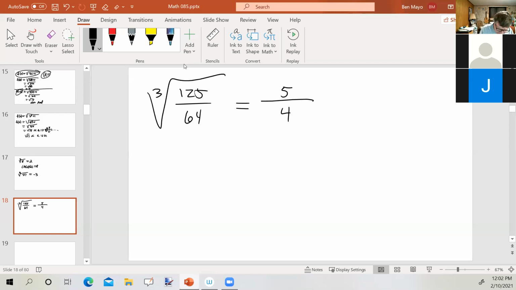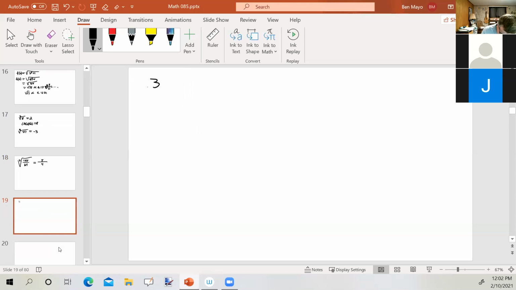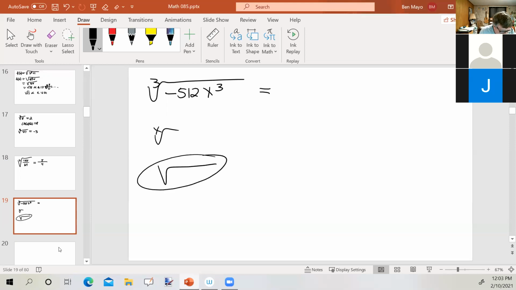How about this? The cube root of -512x cubed. Wow. Well, you know what? I can do the cube root of -512 on my calculator, but I've got to be careful. I'm going to use that X root button, or I didn't talk about that, did I? Nope. On your calculator, there's a button like this, which is a square root button.